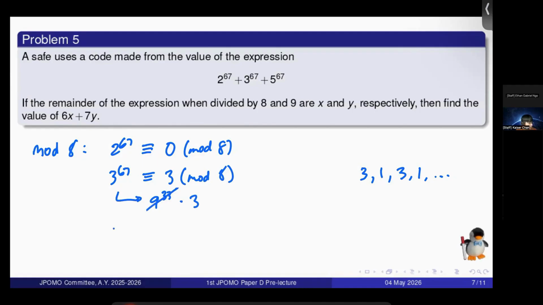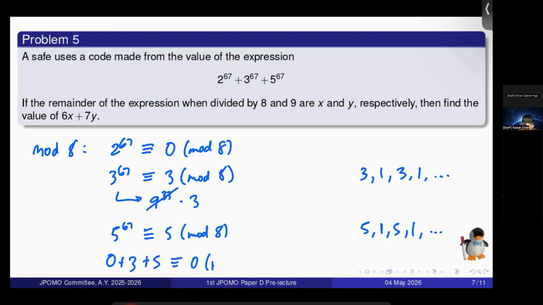And then we do something similar for 5 to the 67. If I list down the first few exponents, I get 5. Then 5 squared is 25, which is one more than a multiple of 8, 24. So it's 5, 1, 5, 1, and so on. And since 67 is odd, this is 5 mod 8. And therefore, the sum here is 0 plus 3 plus 5, which is 8, a multiple of 8. So this entire expression is 0 mod 8.